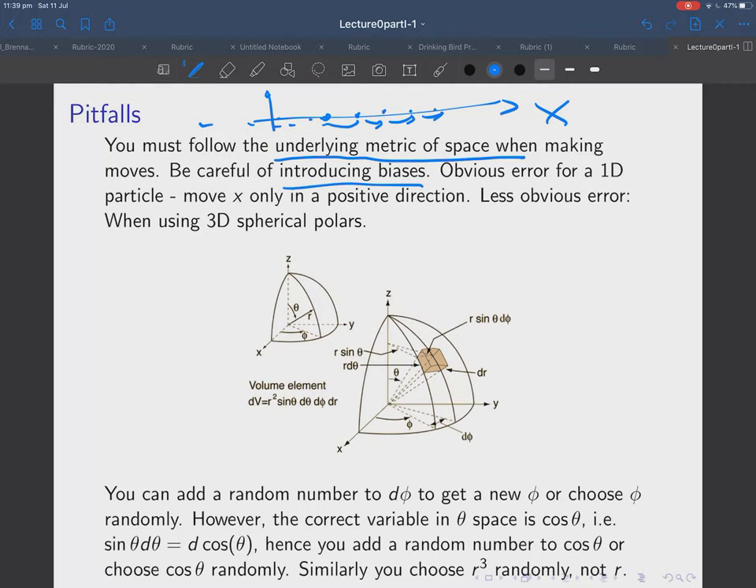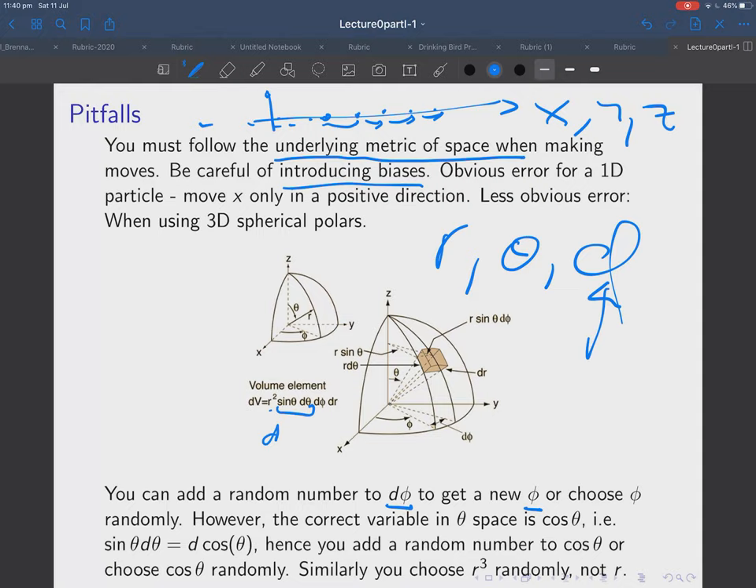A less obvious error would be, say, using 3D spherical polars for your coordinates. You don't have to use X, Y, and Z. You don't have to use Cartesian coordinates. You could use spherical polars, the R, theta, phi set. Okay. Normally, you can add a random number d phi to phi and get a new phi, okay? Changing this angle, that's okay. However, if you were changing theta, the correct variable in theta space is cos theta, i.e., in the volume element, it's sine theta d theta, which is d cos theta, okay?